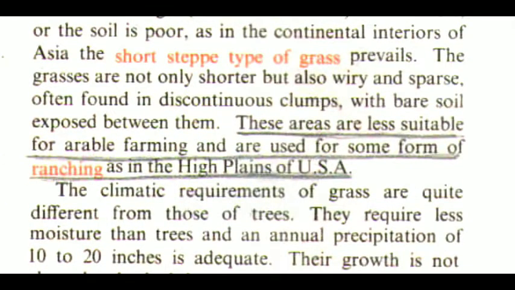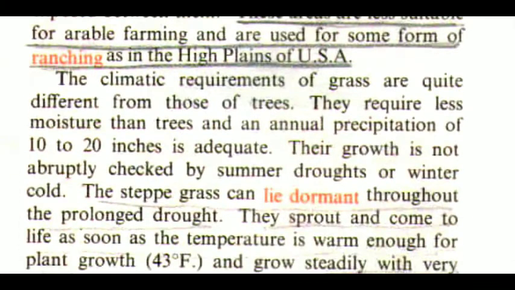The grasses are not only shorter but also wiry and sparse, often found in discontinuous clumps with bare soil exposed between them. These areas are less suitable for arable farming and are used for some form of ranching, as in the high plains of USA. The climatic requirements of grass are quite different from those of trees.